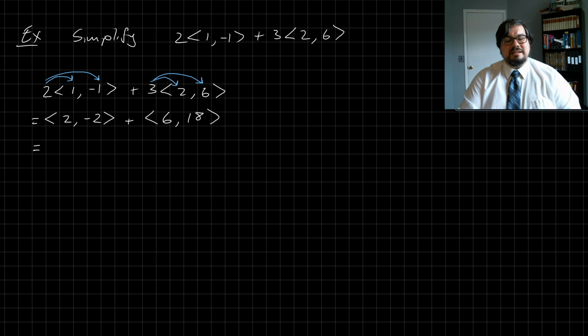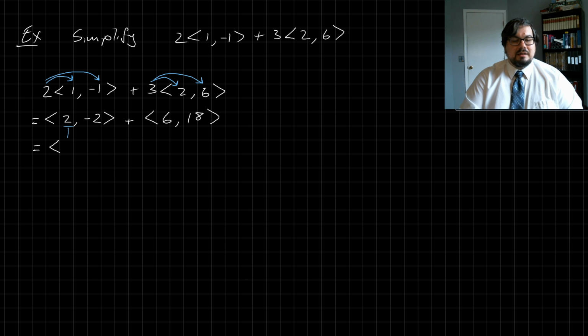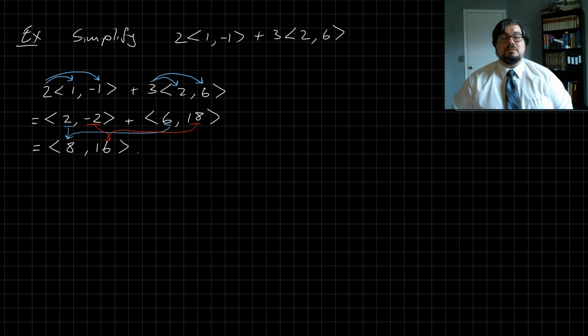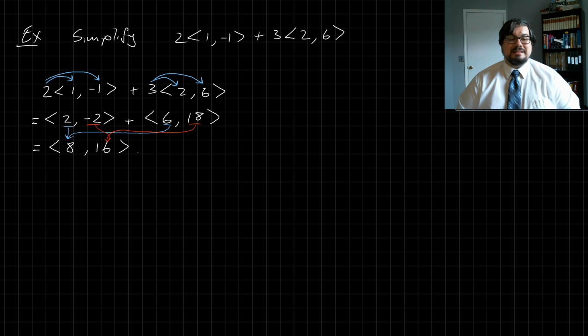Now, to add together the vectors that I've got after doing the scalar multiplication, I simply add first terms together. So 2 and 6 add together to give 8, and then -2 and 18 add together to give 16. So the simplification of the expression 2 times the vector 1, -1, plus 3 times the vector 2, 6 is the vector 8, 16.